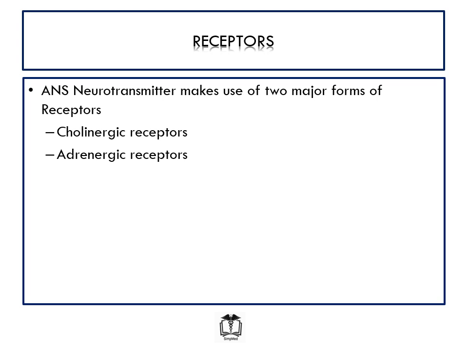So for acetylcholine, the receptors involved are called cholinergic receptors. For norepinephrine, the receptors involved are called adrenergic receptors. And we'll talk about these two sets of receptors in the next couple of slides.